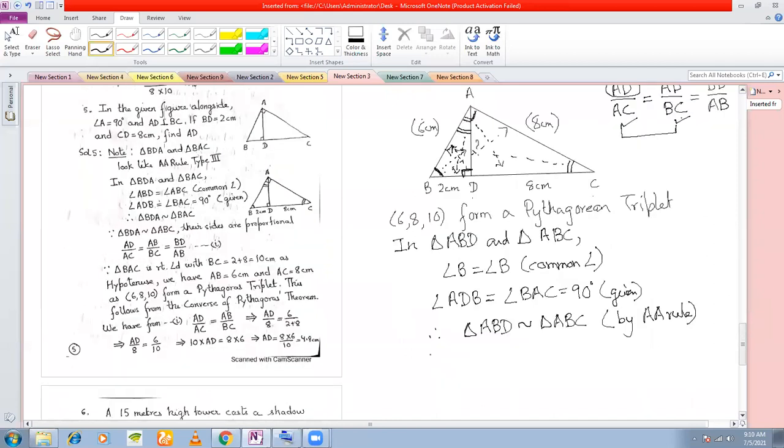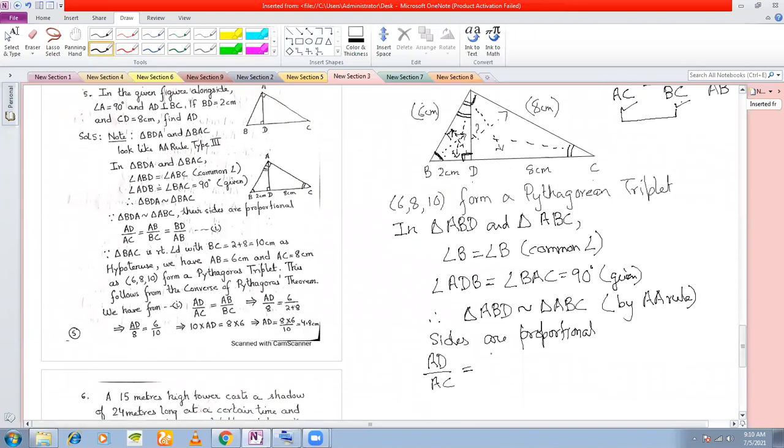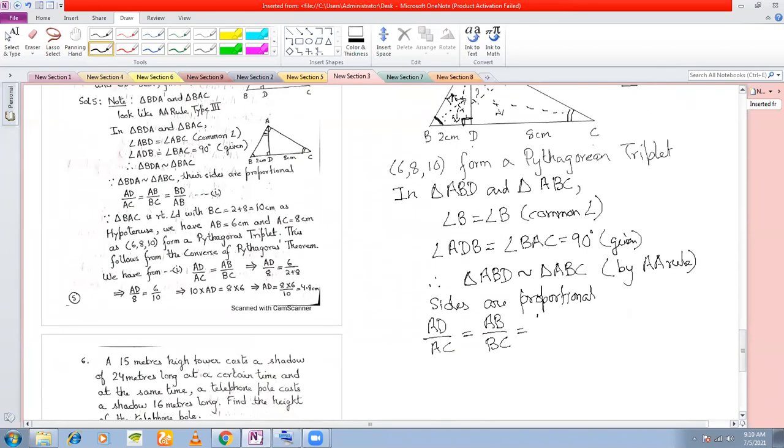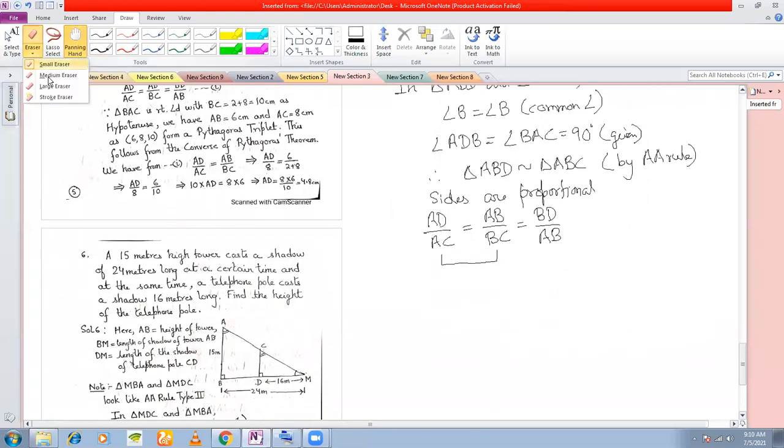So we write the proportional sides. Sides are proportional, right? AD by AC is equal to AB by BC is equal to BD by AB. Just as above, we were taking first two equalities in order to find out the length of AD. Let's take the first two.